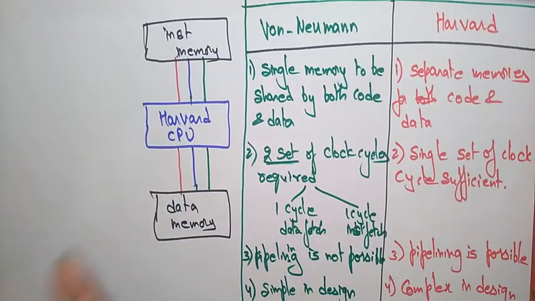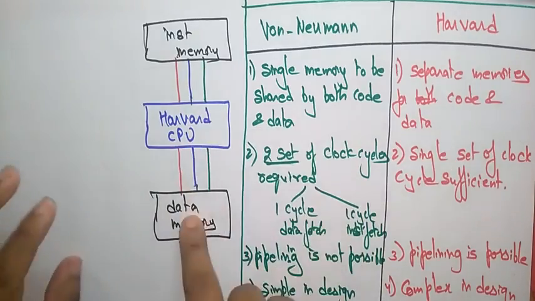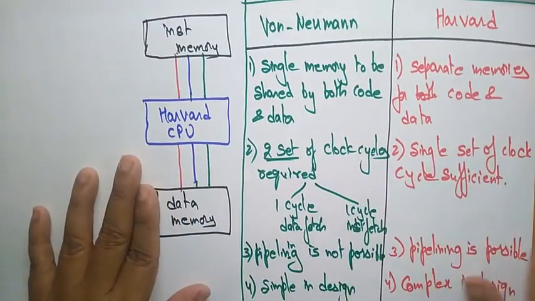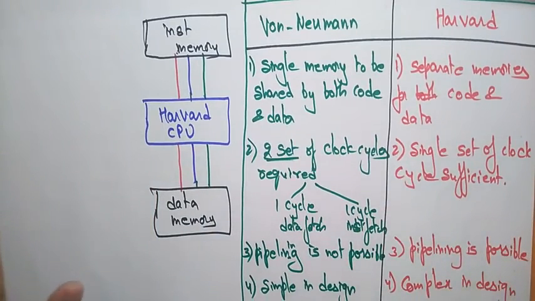So in this video, I explained what exactly the von Neumann architecture is and what the Harvard architecture is, and the difference between the von Neumann and the Harvard. Thank you.